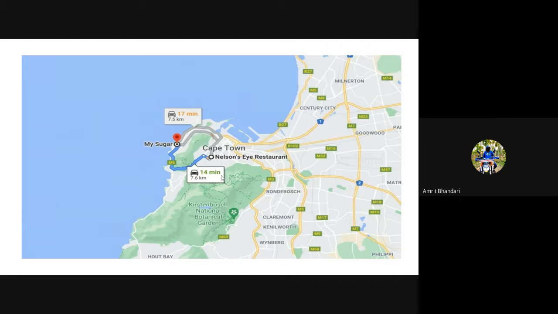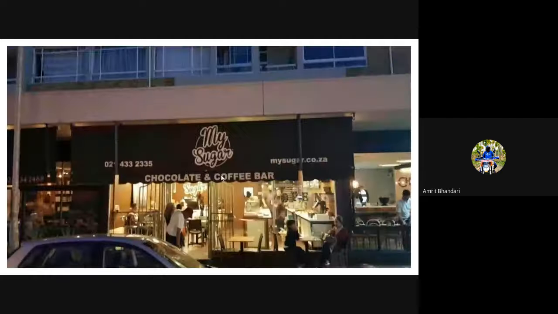And we all decided to move on from there towards My Sugar Chocolate and Coffee Bar. And finally, we are there. We feel very happy and excited to have a special and personal dessert in South Africa. Next slide, please. After reaching there, we started choosing the menu.